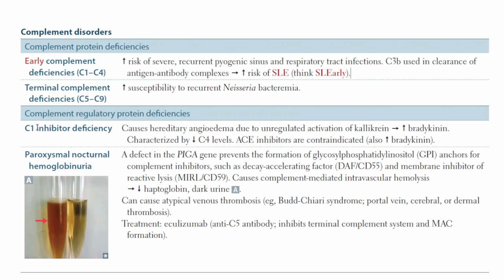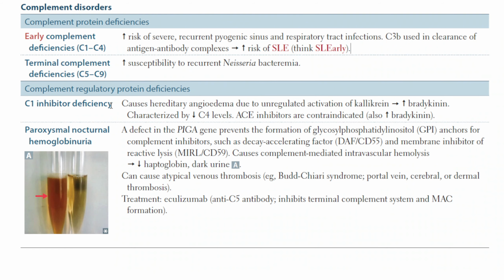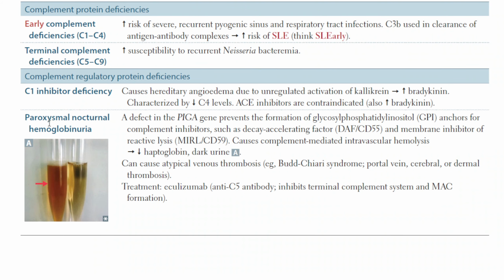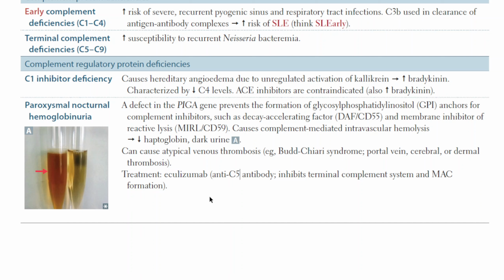So C1 inhibitor deficiency is associated with angioedema, facial angioedema. Paroxysmal nocturnal hemoglobinuria is associated with deficiency of GPI and with atypical thrombosis like Budd-Chiari syndrome, and the treatment is eculizumab.